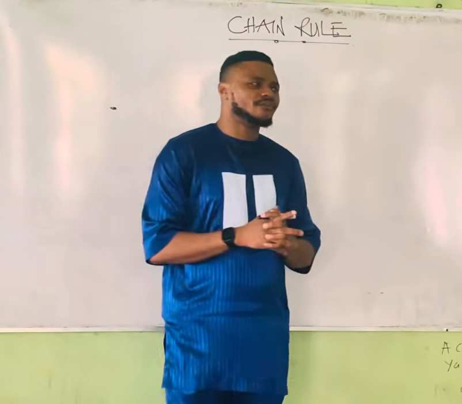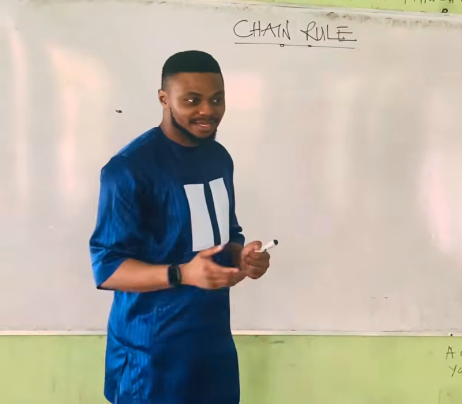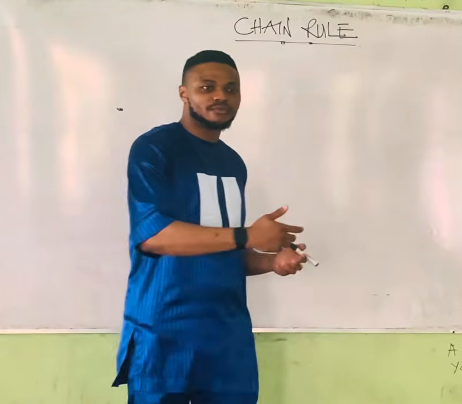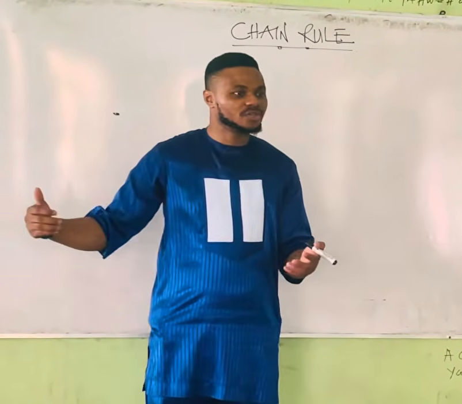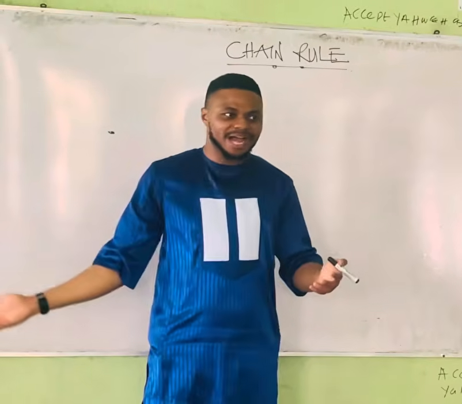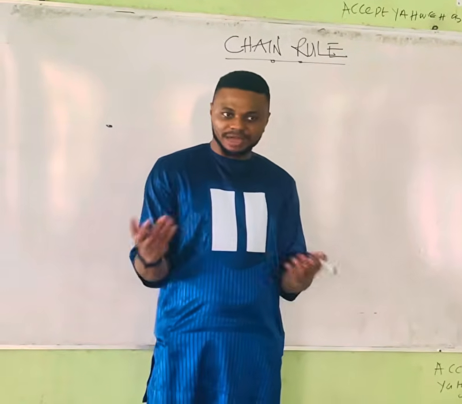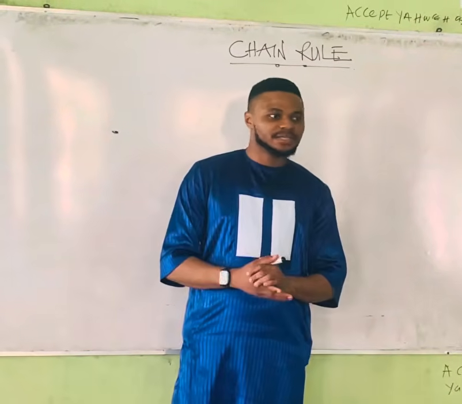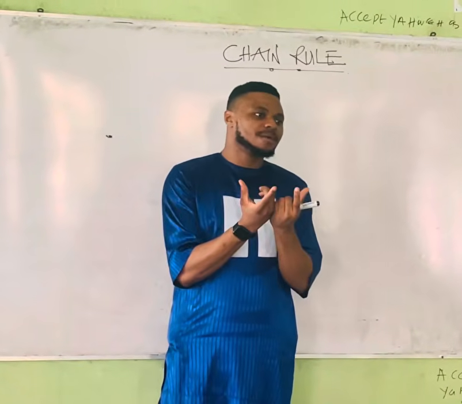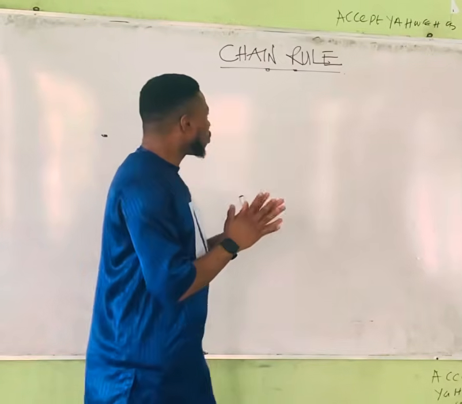You know of polysaccharides, that they are chains of sugar molecules. Of course, we have the starch, the chitin, glycogen, cellulose. These are the four major polysaccharides. They have many chains of sugar molecules. So, what is chain rule?